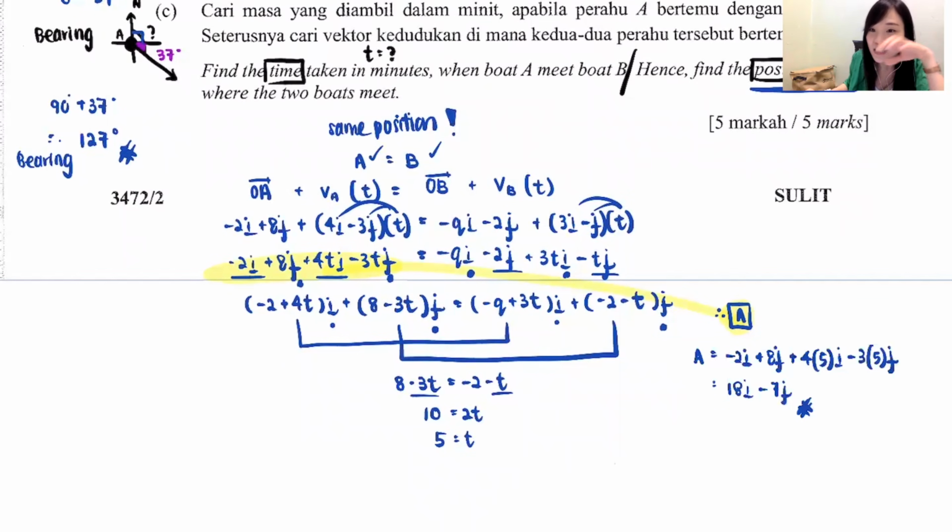Done! If they're asking position vector, this is your answer. But if they're asking coordinate, you can write 18, negative 7. That is the coordinate where they meet each other. But they never ask, so no need. Just like that. Done.